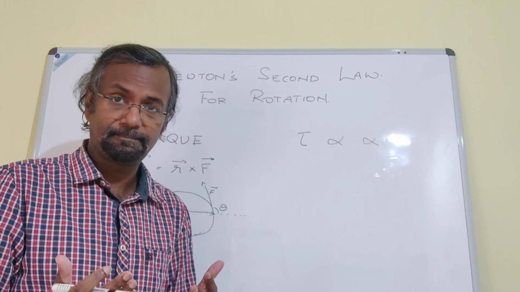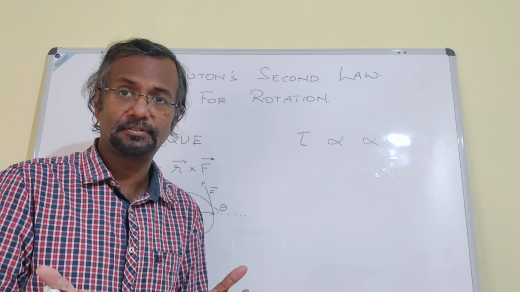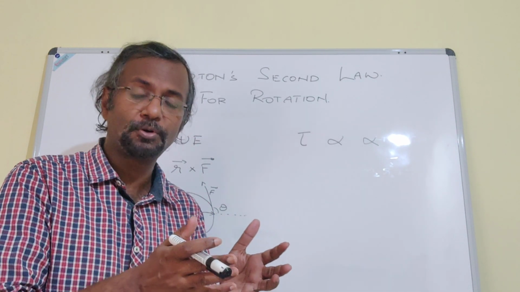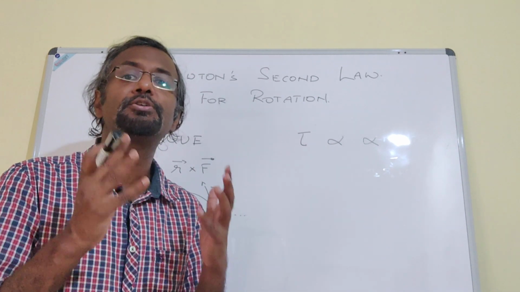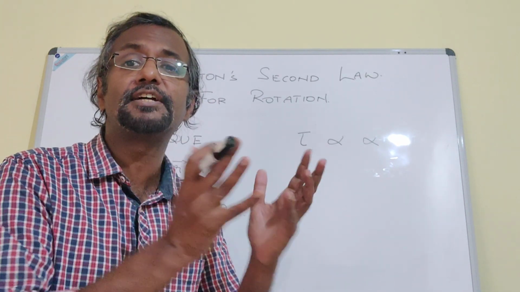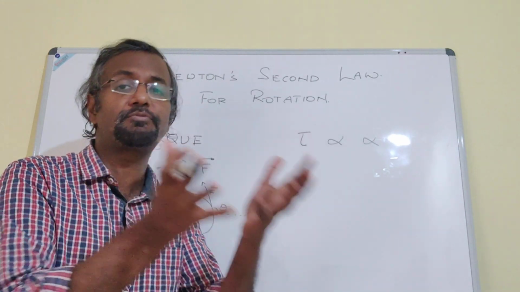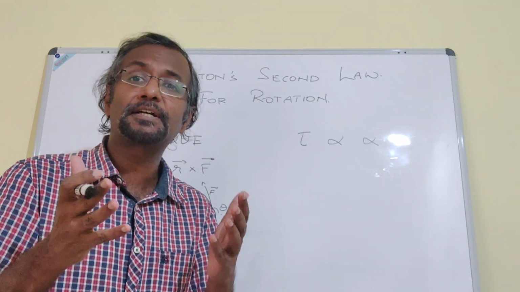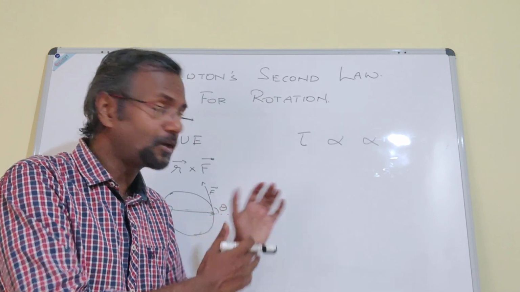But there is something that resists a change in motion, right? In translational motion, we saw that inertia is measured by mass. Mass is what resisted that change, isn't it? The inertia of the body, which is measured in mass, is what resisted that change. So the important question here is, what is the counterpart of mass in rotational motion?